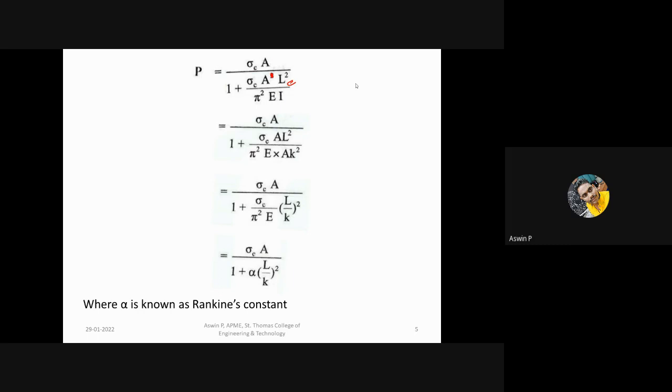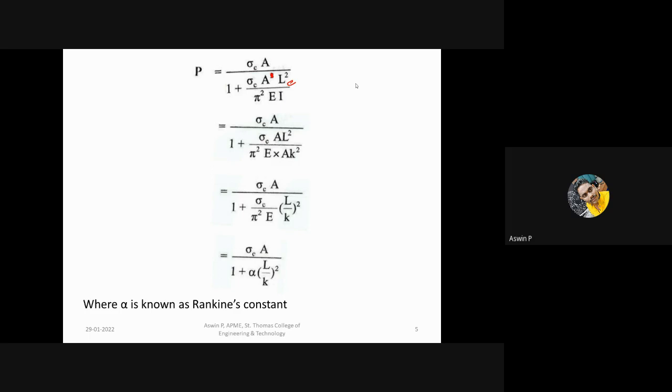Have you completed? First, you need to take L towards the top side. After that, you need to substitute the value of I, and after that you need to cancel A in the top as well as bottom, that is area of cross section is available in both top and bottom, so that gets cancelled, and after that you will get an equation, and sigma c by pi square E can be taken as a common term known as alpha or Rankine constant.